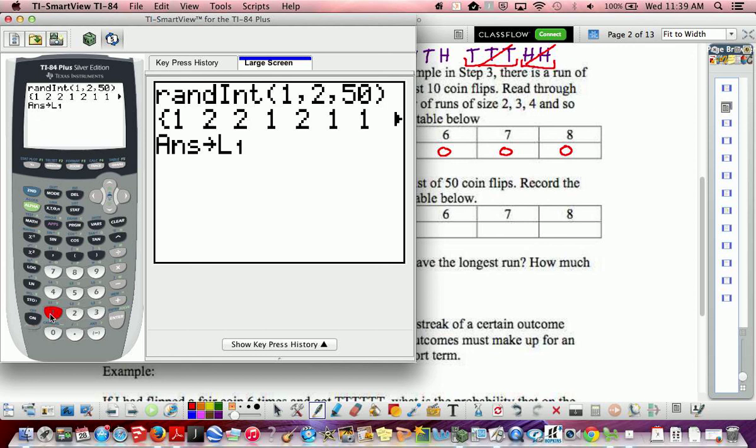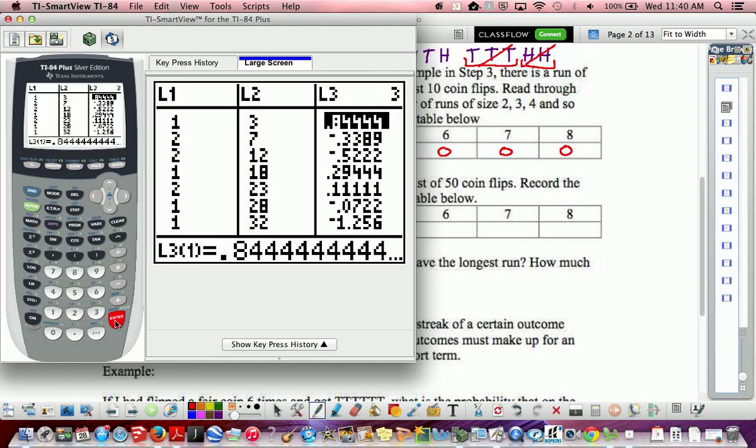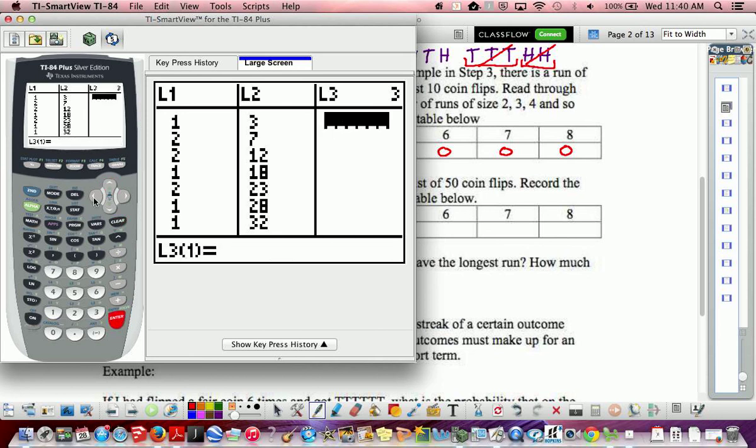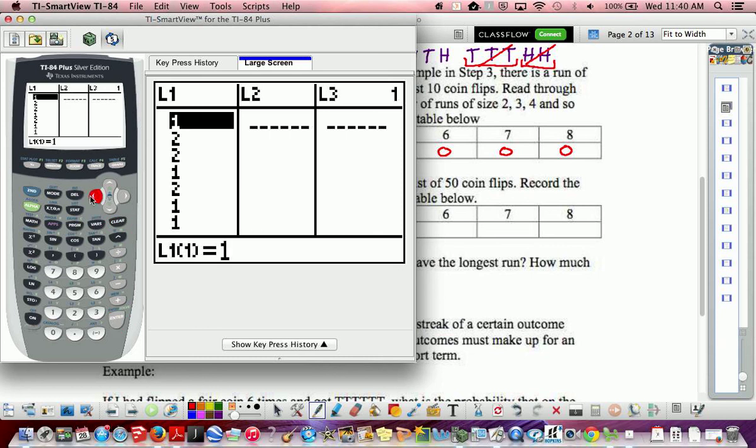So I'm going to go the store key, second 1. So again, the store key, and then second 1. I'm going to hit enter. It's going to just repeat the numbers for me. But here's what's nice about it, is once I've done this, if I just go to stat and edit, look at my list 1. I got some other stuff here. I'll just clear this out. But now it puts the numbers nice in order for me.